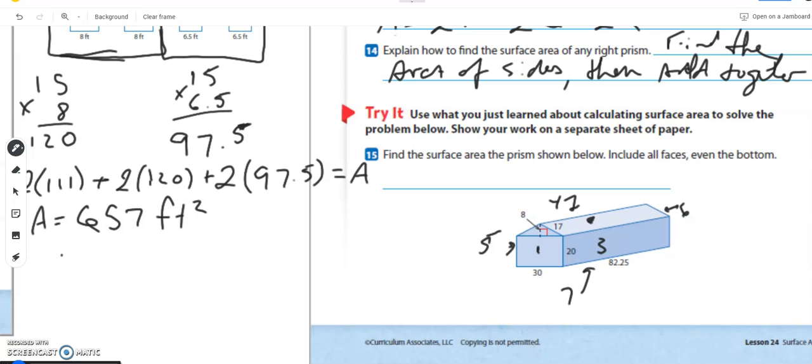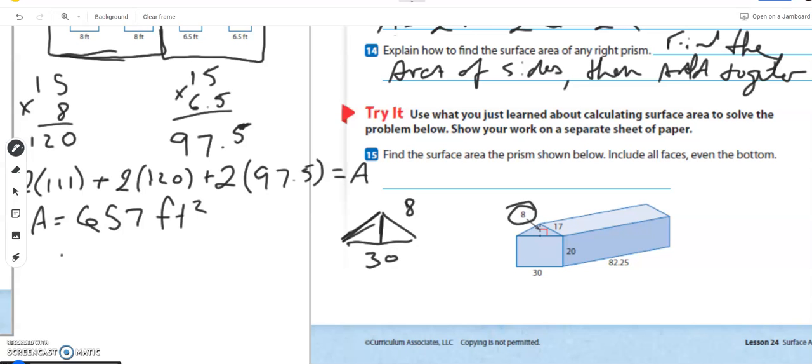So I hope you realize that there's going to be, like I said, 7 sides, 2 triangles. The triangle's measure is going to be 8 tall, first off, this 8 right there. The base is going to be 30. So you've got the 2 roof parts.